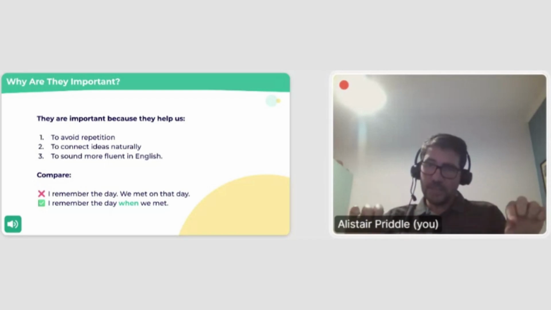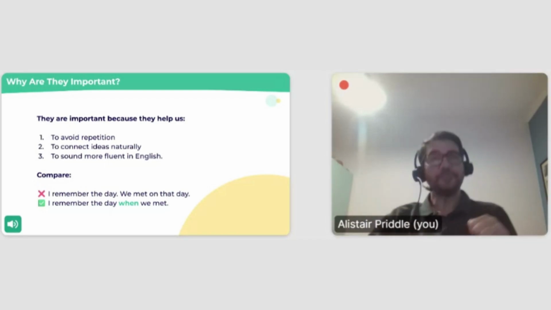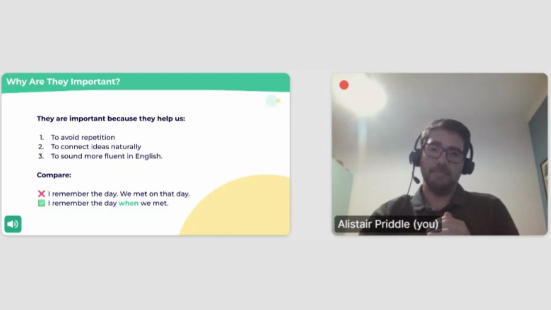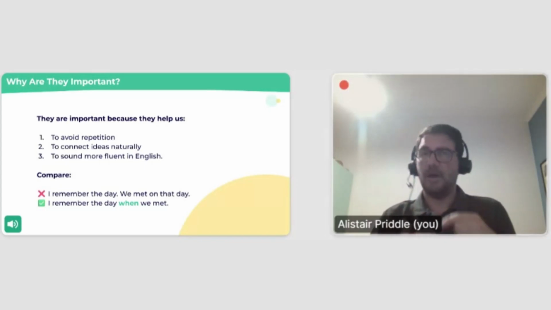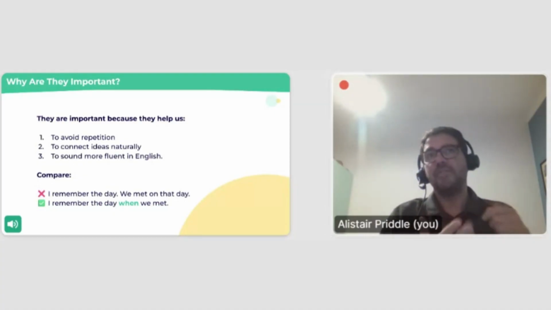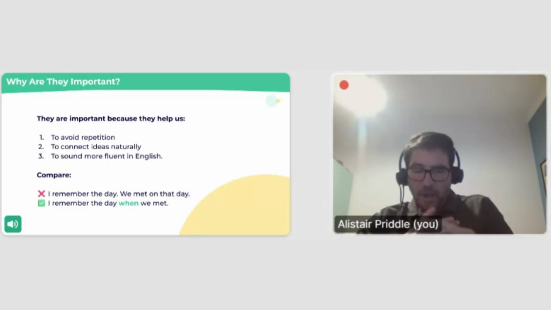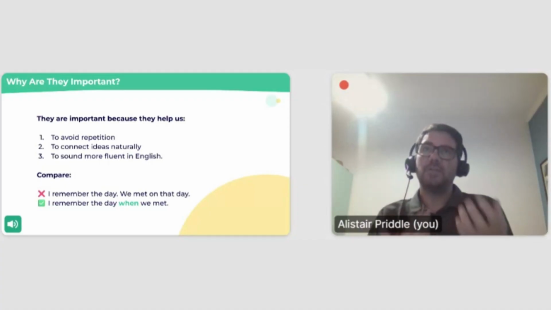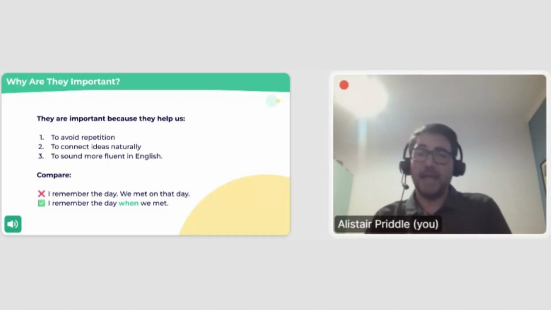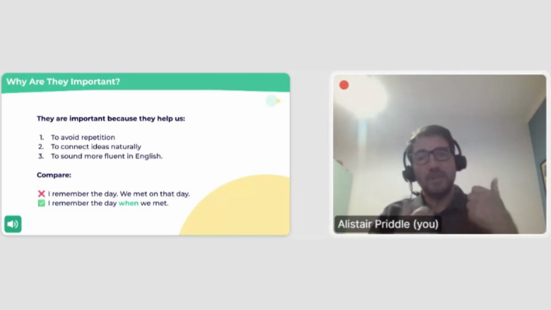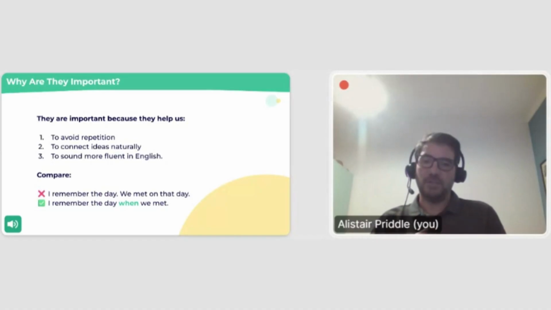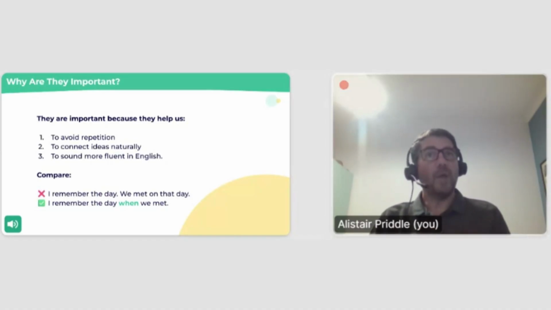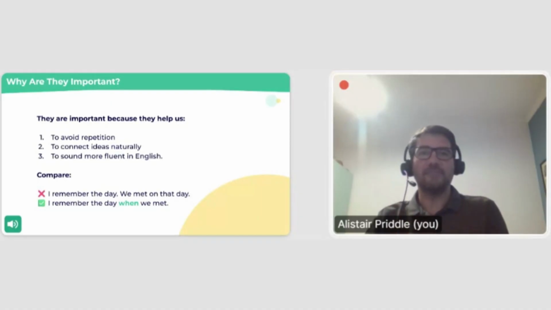So let's have a look at the 2 sentences at the bottom. Compare. I remember the day. We met on that day. So we've got repetition of the word the day. Now we can take out that repetition and use the adverb when. I remember the day when we met. So this creates natural, fluid English that avoids repetition. A good sentence for us.